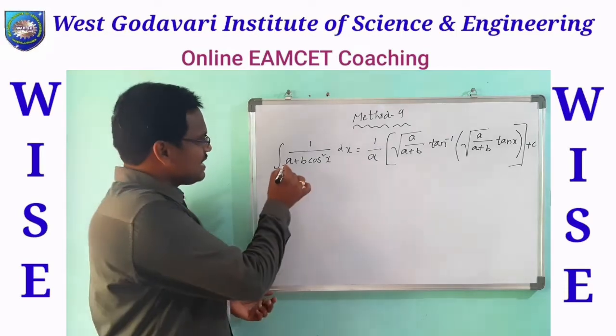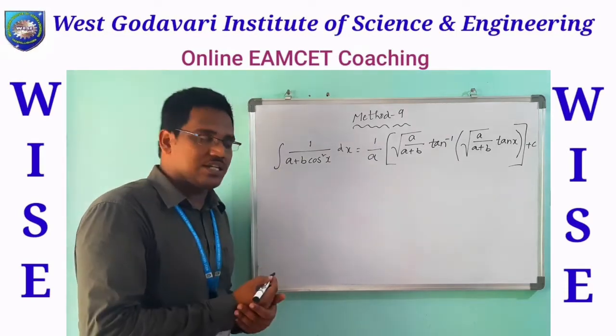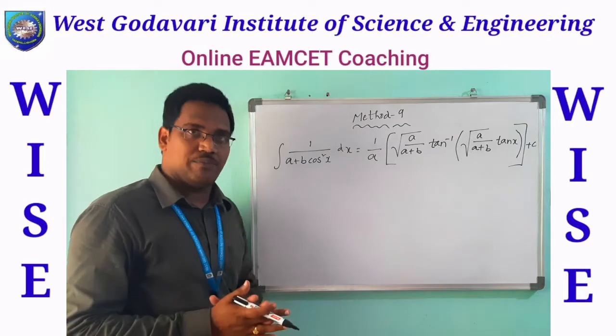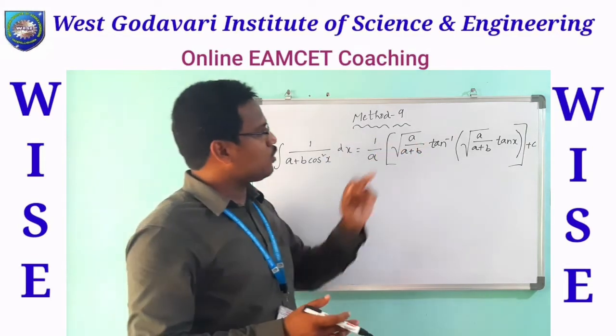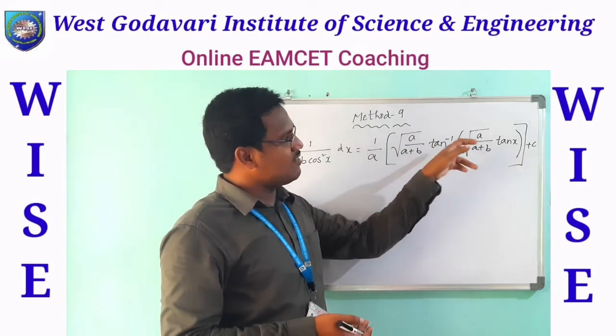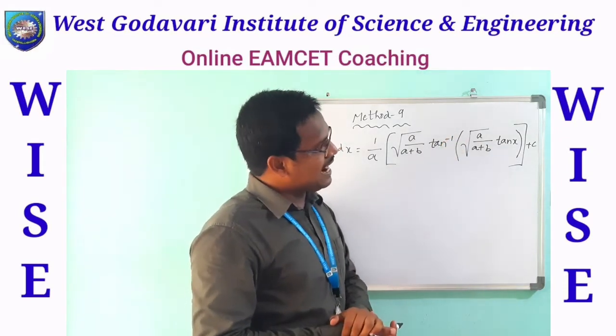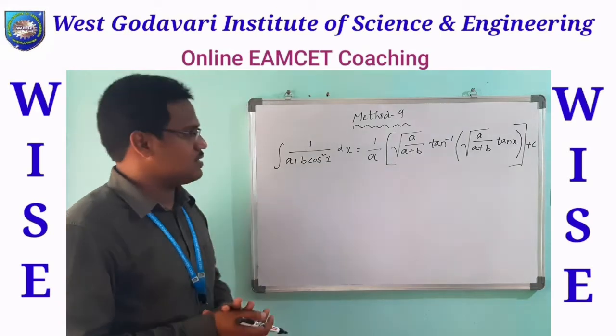So here a is the constant, and a plus b is the total sum. So 1 by a into square root of a by a plus b tan inverse square root of a by a plus b tan x plus c. A and b are the constant values.